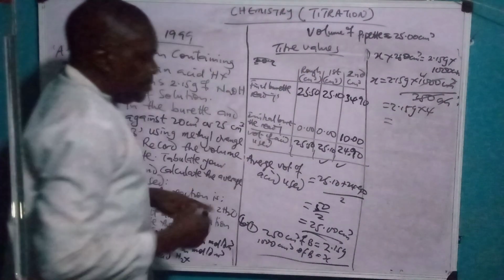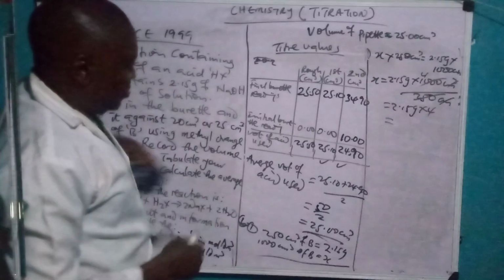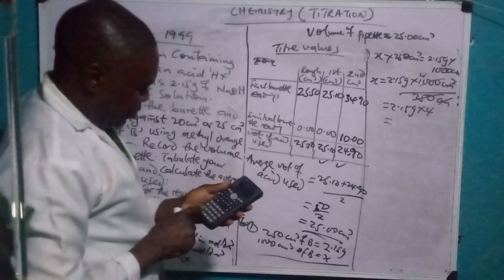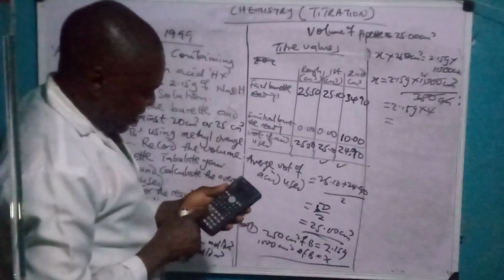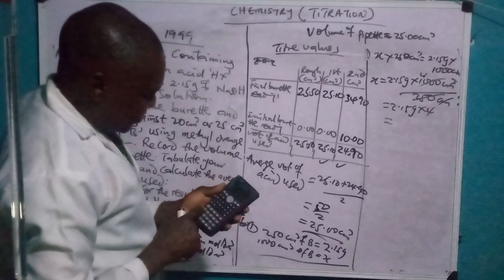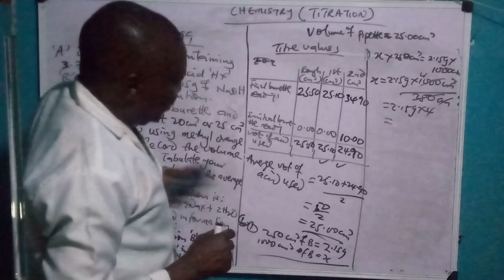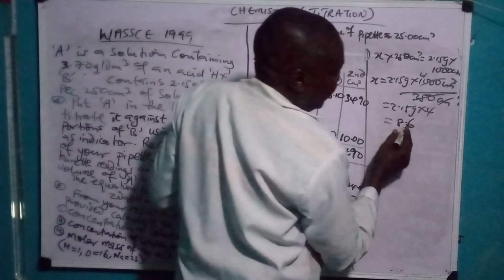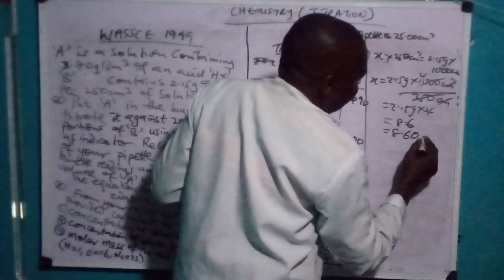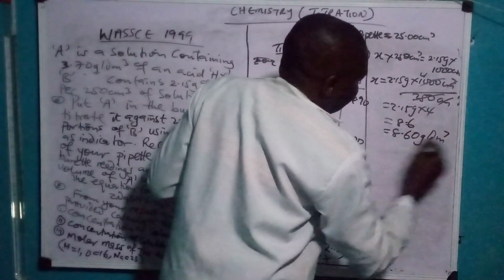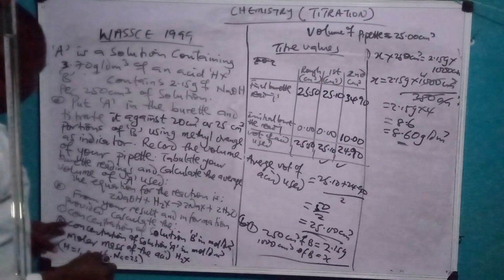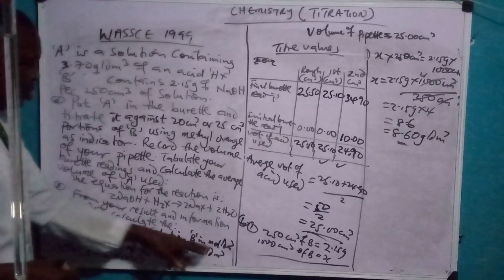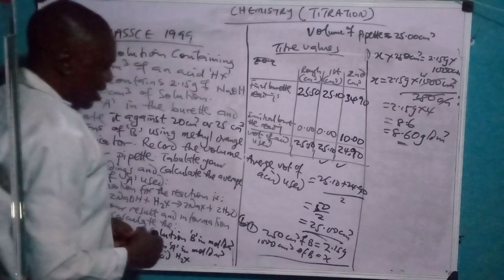Let's see what it will give us. 2.15 times 4 gives you 8.6. You don't leave it like this. 8.60 gram per dm cube. So that is that. But we have not finished calculating. Say solution B in mole per dm cube. So calculate mole per dm cube.